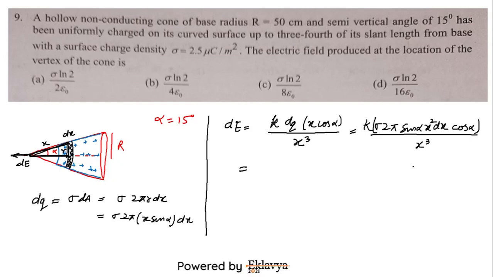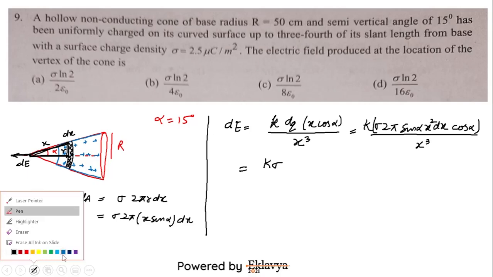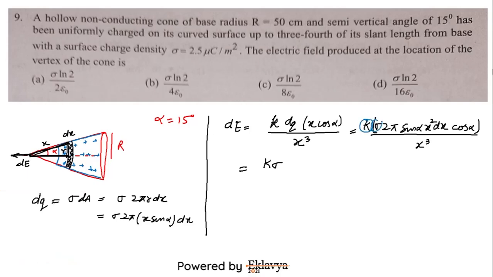So that will leave us with k sigma, so I have taken care of k, I have taken care of sigma, into pi, I have taken care of pi. 2 sine alpha cos alpha can be replaced by sine 2 alpha, and then we will be left with dx upon x. So we have taken care of everything. Now we just need to integrate this result. All the different elemental rings will produce electric field in the same direction, so we can simply integrate this result to get the electric field.